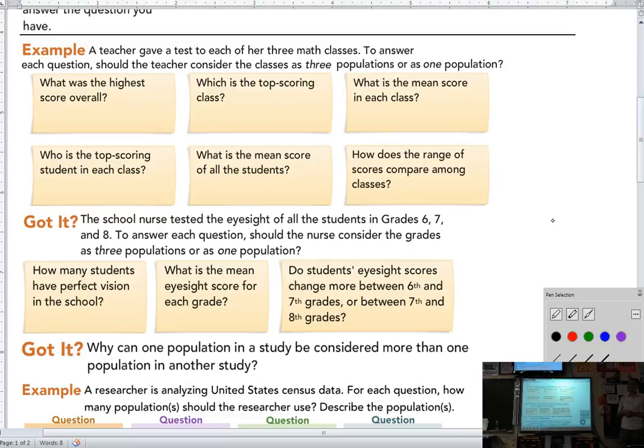A teacher gave a test to each of her 3 math classes, so 3 different classes. To answer each question, should the teacher consider the class as 3 populations or as 1? So now you have to look at, like, if I was asking a question, do I want to split the populations to compare them? Or do I want to put them all together to have one set of data?